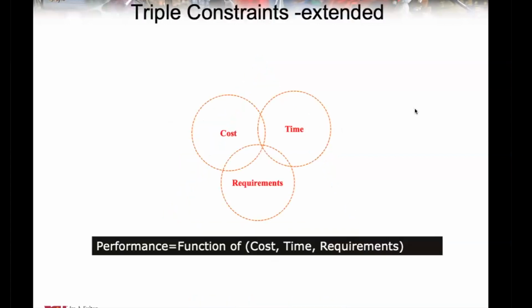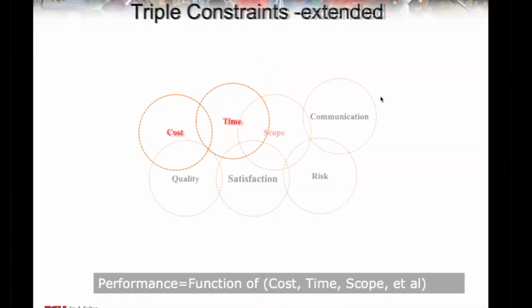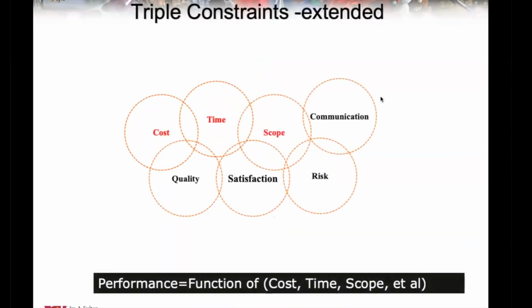Okay, so there are also extended constraints, and risk is one of them, which we will cover, and communication we will be covering a lot in soft skills. Quality is one of them. I will probably not get into quality. Satisfaction is another one. So it's not only time, scope, and cost. There are other things as well that project management should take care of.